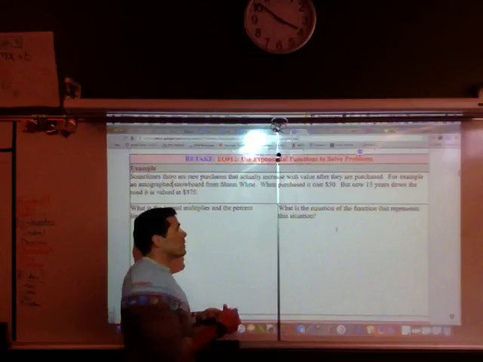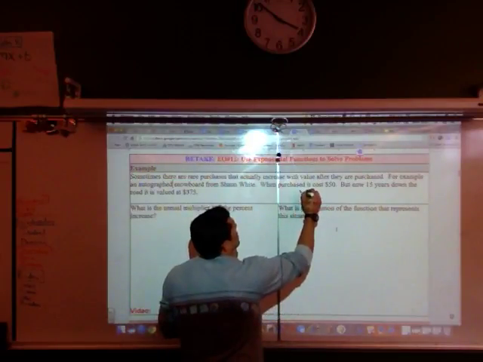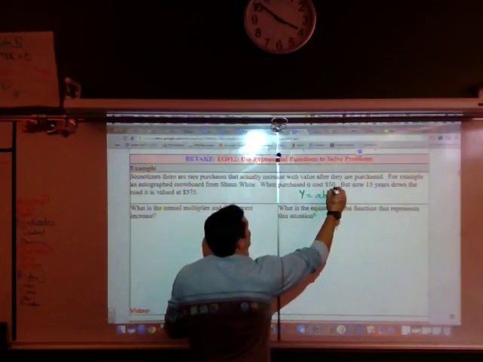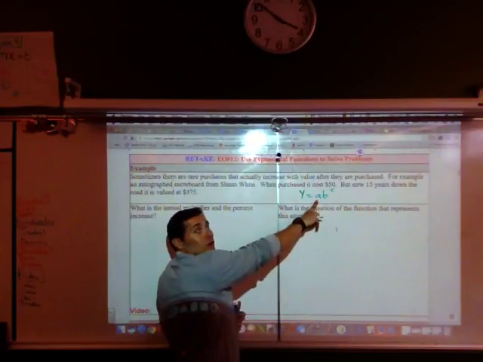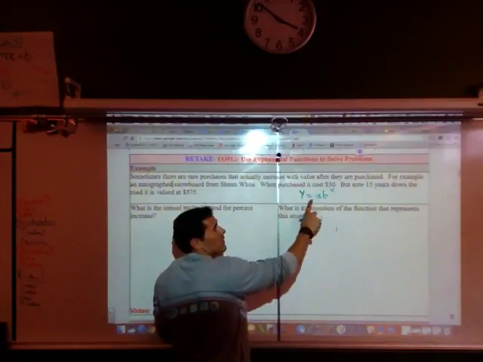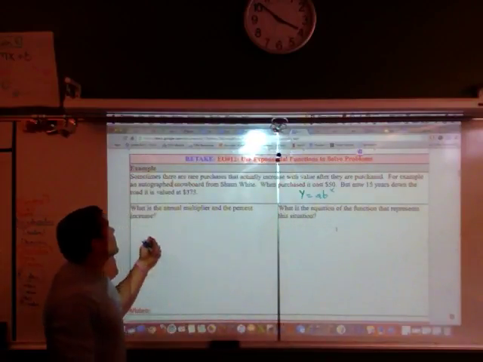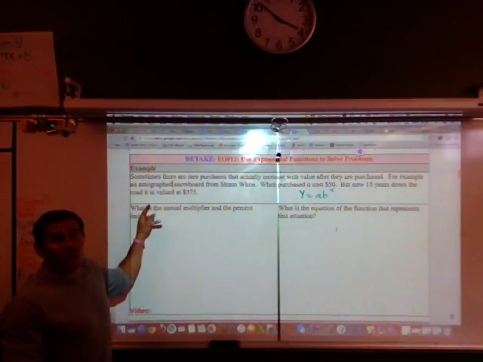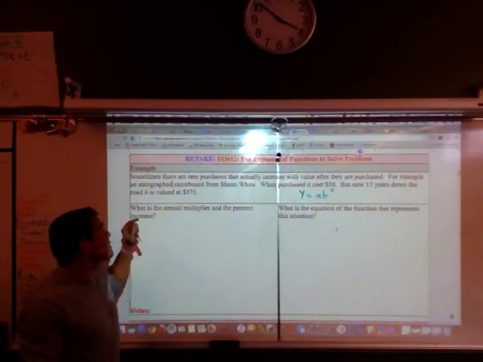Before I get any farther, exponential function: y equals a b to the x. A being your initial value, b being your growth multiplier, your growth rate, and x and y are just x and y. So look at this question again. If you can't read it off the board here, just go ahead and use the Google Docs.